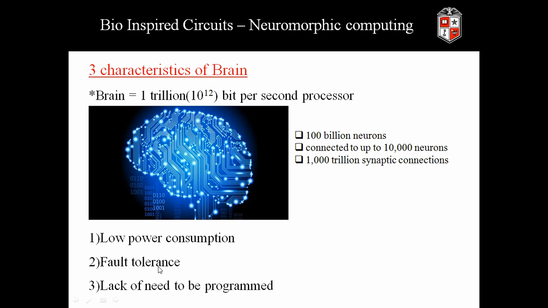The second one is fault tolerance. Daily, our brains lose hundreds to thousands of neurons, but the information stored and processed in these neurons is not lost. In some way, the brain has the capability to transfer the information in those lost neurons to other neurons. Whereas a single fault in a processor may entirely wreck the operation of a supercomputer. The third one is the lack of need to be programmed. Our brain learns automatically by itself, whereas our present circuits follow a sequential flow of algorithm.